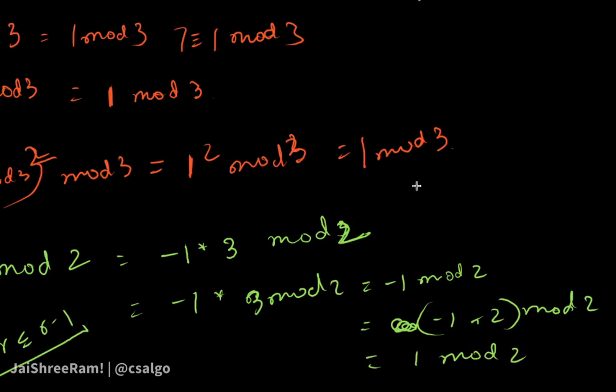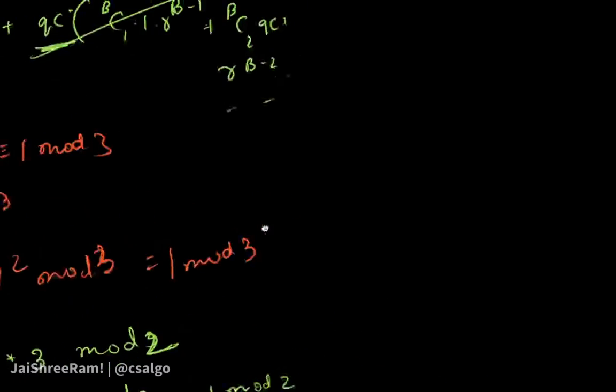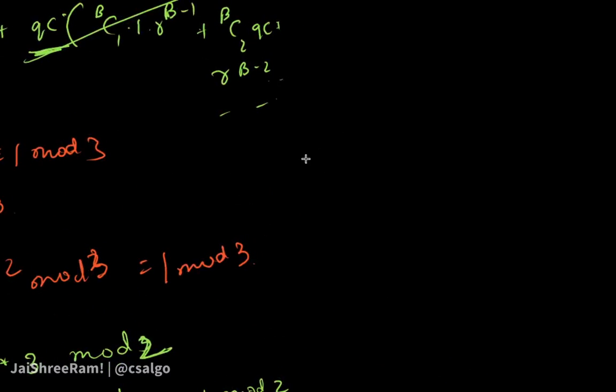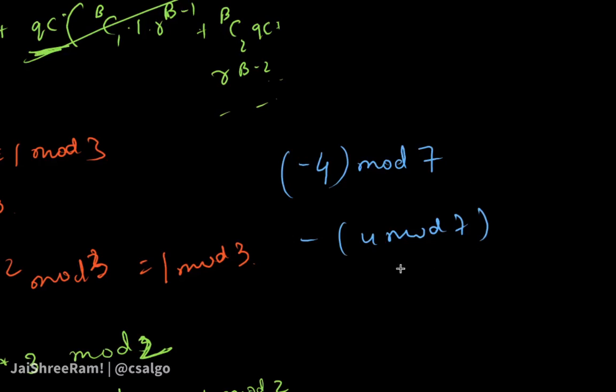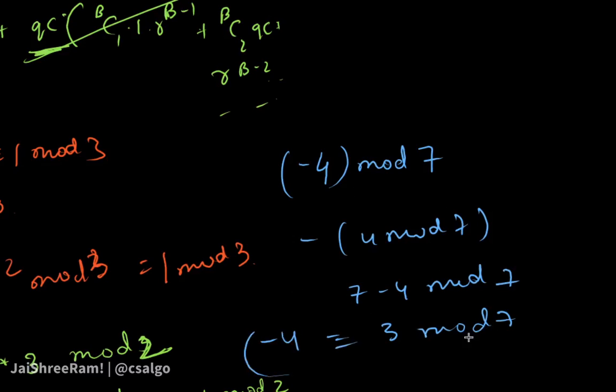And in fact, you can use this for any negative number. For any negative number, if you need to find the modulo, like minus 4 mod 7, first of all make this 4 modulo 7, with the minus outside. 4 is already less than 7, so that will remain 4. And once you have this, add 7 to it. So 7 minus 4 mod 7, and that is equal to 3 mod 7. So minus 4 mod 7 is congruent to 3 mod 7. Okay, so this will hold.